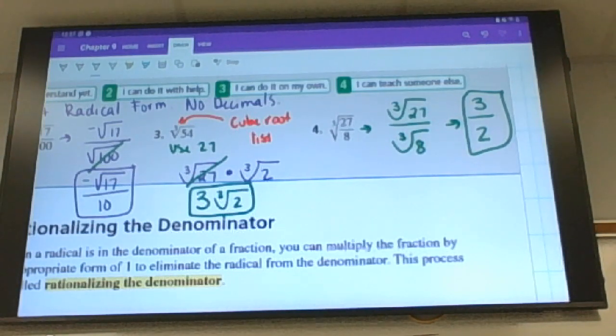Negative different from the subtraction side? Oh, I got it. You gotta use this one.